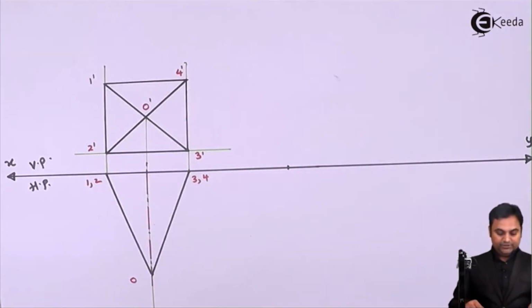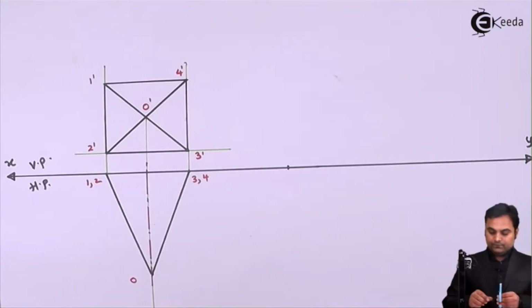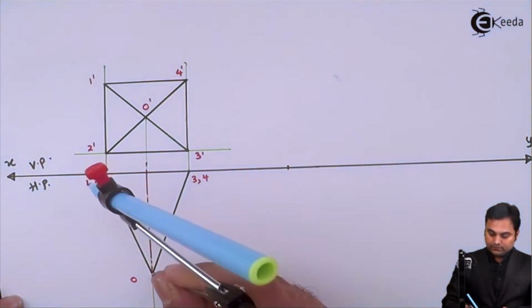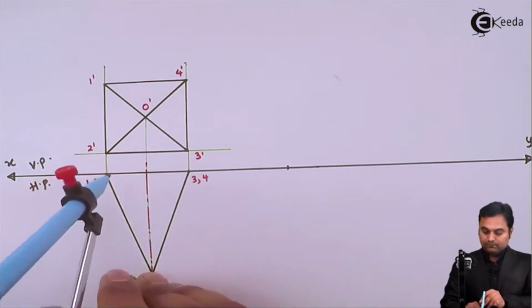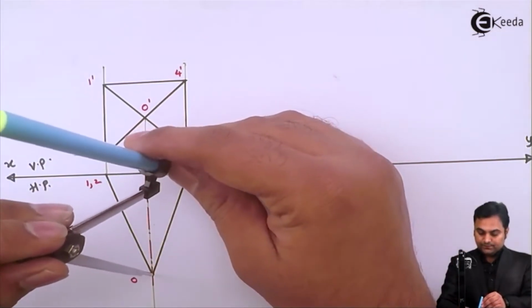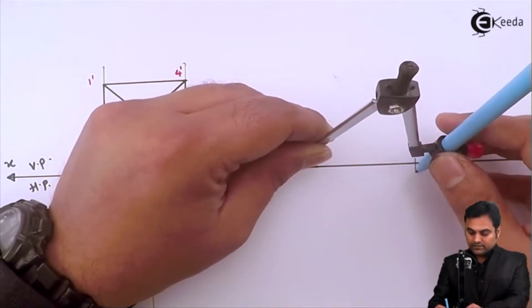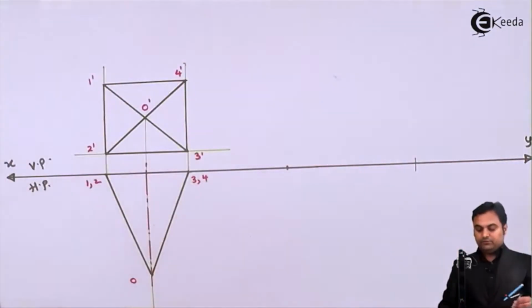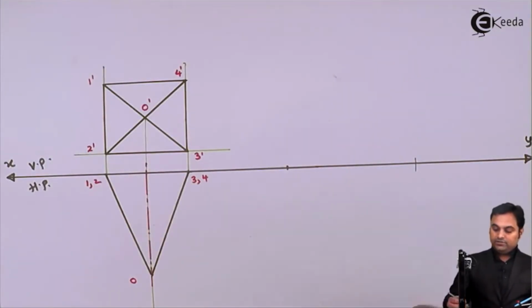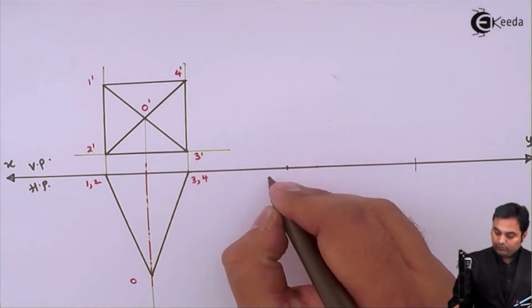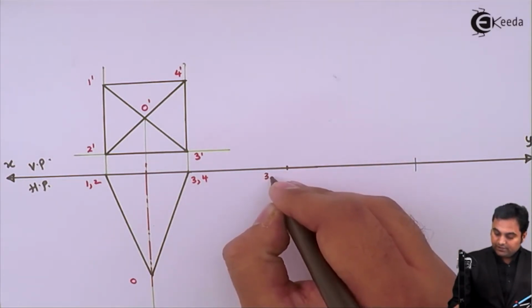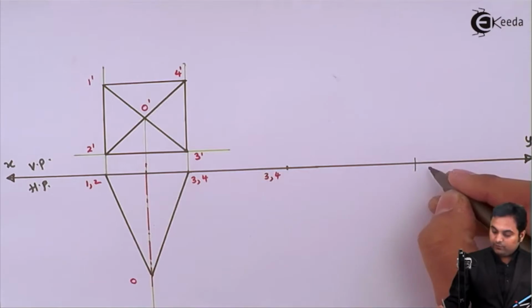I'll take a point here, then measure the slant edge, making it parallel with respect to the XY line. Now this will be point 3 and 4, that is 3, 4, and here we have point O.